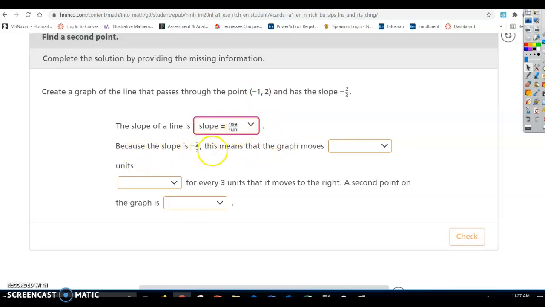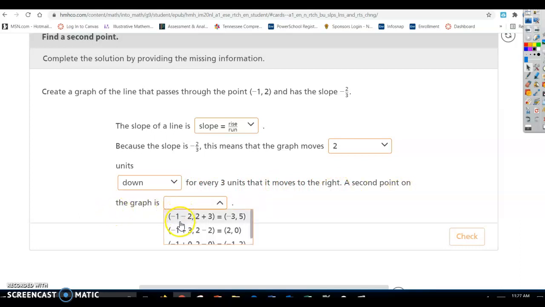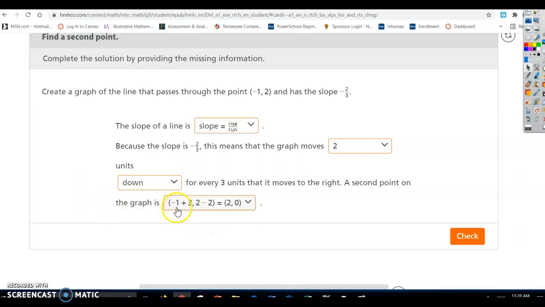Because the slope is negative 2/3, this means that the graph moves 2 units down for every 3 units it moves to the right. A second point on the graph is 2, 0. So it rises negative 2. Remember, rise goes with the y value, and the run goes with the x value.